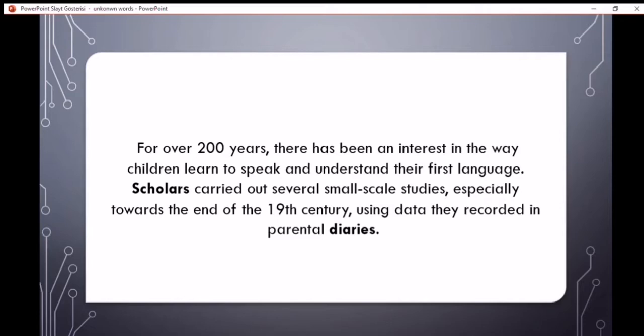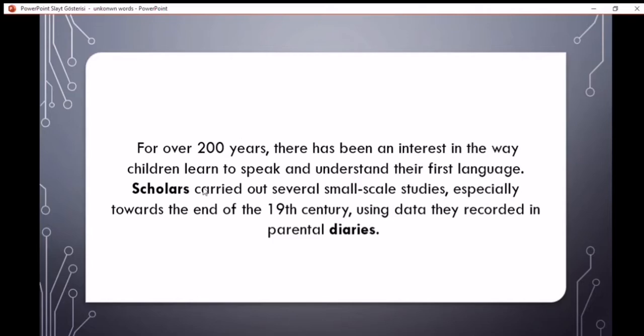Second step, figure out the function of the words. Are they nouns? Are they adjectives, subjects, verbs? What are they? Now, the S at the end of the word tells us that this is plural. Same thing happens with diaries as well. So, they carried out several small-scale studies, recorded parental diaries, and this one is also, well, grammatically it wouldn't be correct to say they here or them here, but this is also plural, right?